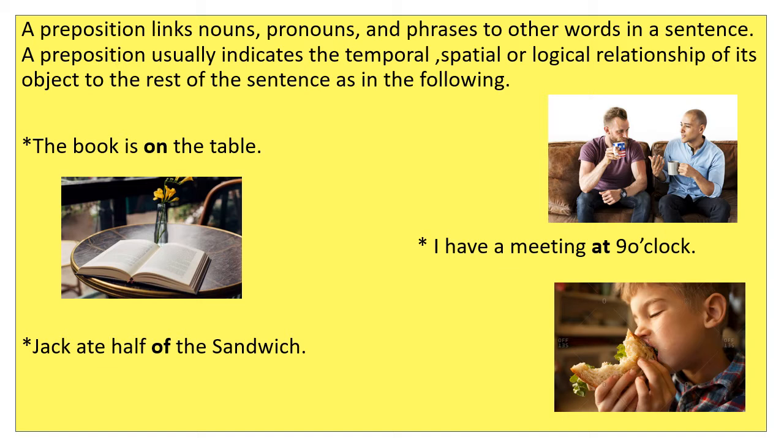I have a meeting at 9 o'clock. Jack ate half of the sandwich. In sentence 1, the book is on the table. On indicates the spatial relationship. I have a meeting at 9 o'clock. In this sentence, at indicates the temporal relationship. That is the time. Jack ate half of the sandwich. Here, half indicates the logical relationship. So now we know that a preposition indicates time, space, or logic.